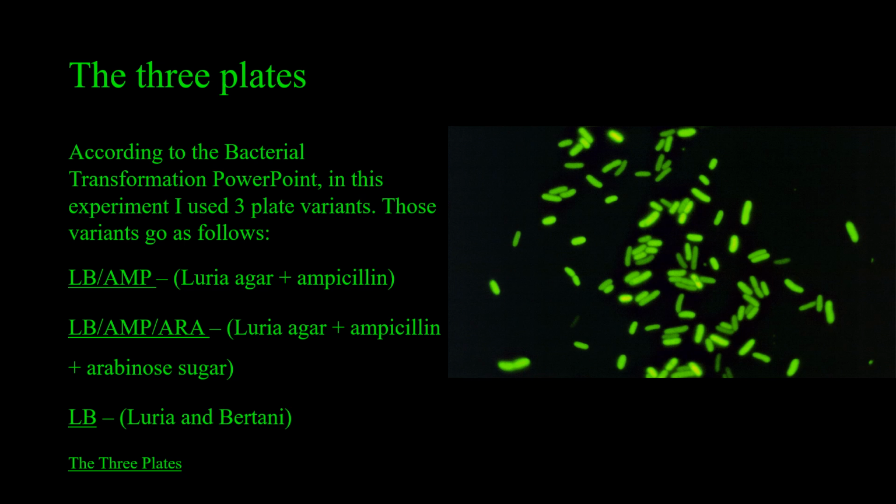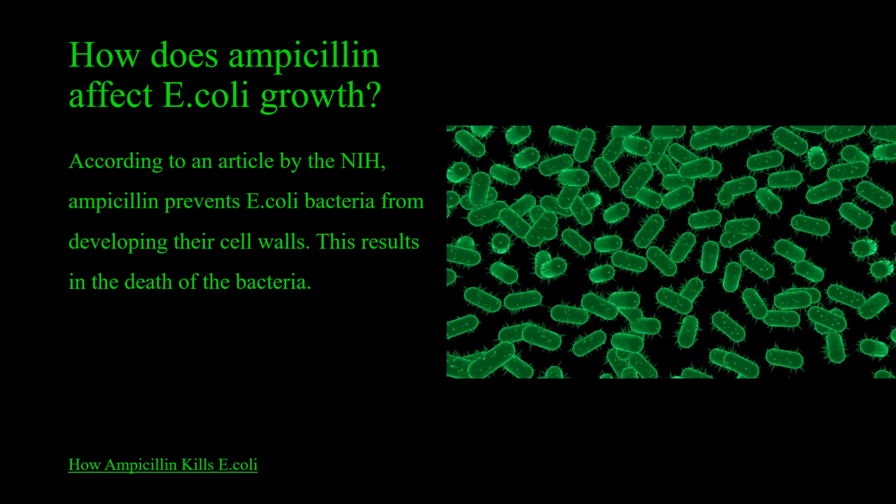The three plates. According to the Bacterial Transformation PowerPoint, in this experiment I used three plate variants. Those variants are as follows: LB-AMP, LB-AMP-ARA, LB. How does ampicillin affect E. coli growth? According to an article by the NIH, ampicillin prevents E. coli bacteria from developing their cell walls. This results in death of the bacteria.